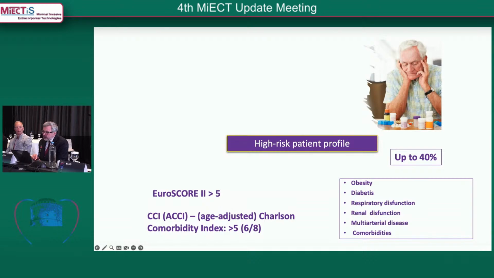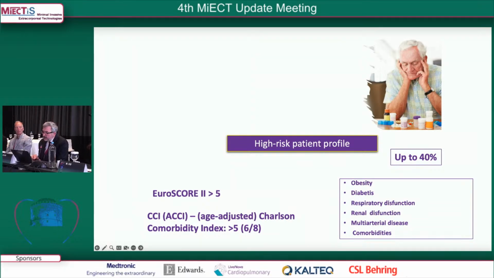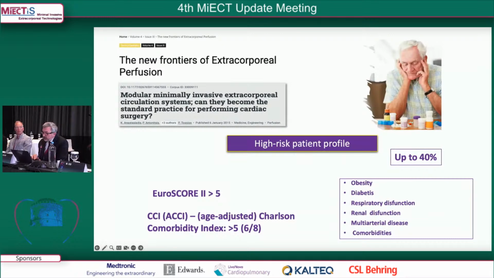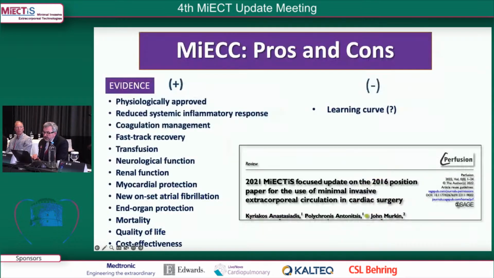At least 40% of patients undergoing cardiac surgery are high-risk patients with severe concomitant disease: obesity, diabetes, respiratory dysfunction, renal dysfunction, multi-arterial disease, and other severe comorbidities. And the new frontier of perfusion is a modular minimally invasive extracorporeal system for this type of patient.